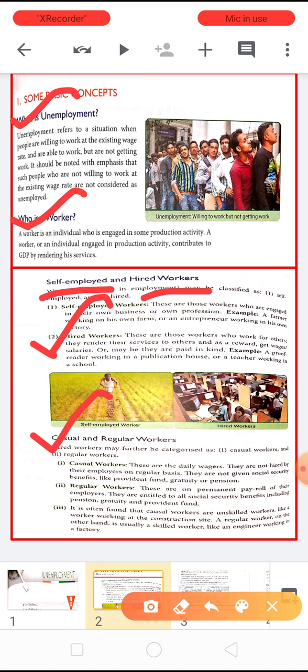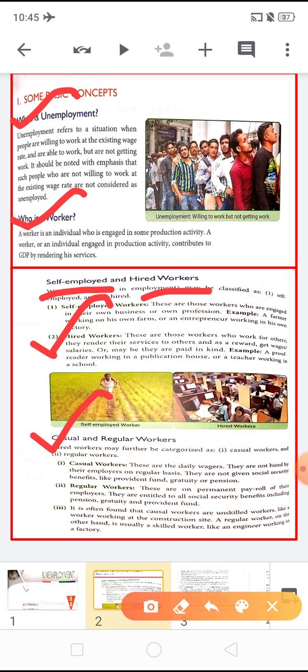I mean, they're not working throughout the year, but they are working for a couple of days, a couple of months, or a couple of times. So they are not given social security benefits like the provident fund, gratuity, or a pension. So this will be considered as casual workers.